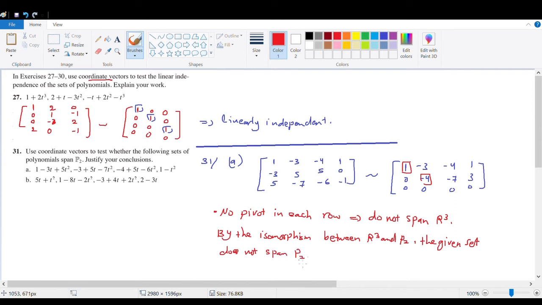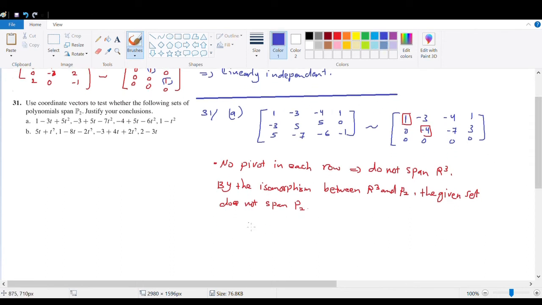Now for part B, similarly we need to check this one, so we need to construct a matrix, then we need to do row operation. So for B, we'll take the coefficients, so the matrix will be 0, 5, 1, then 1, minus 8, minus 2, then minus 3, 4, 2, then 2, minus 3, 0.